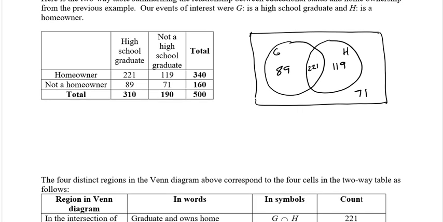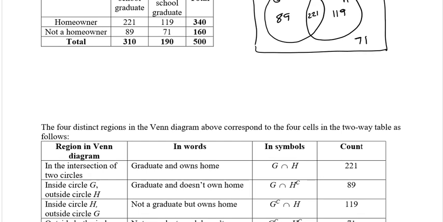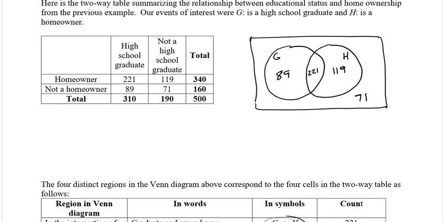And the intersection of the two, A and B. There's our intersection, A and B, the intersection of the two circles. Inside circle G, but outside circle H. If we go back to here, inside circle G, but outside circle H, that would be this whole thing all the way around here.